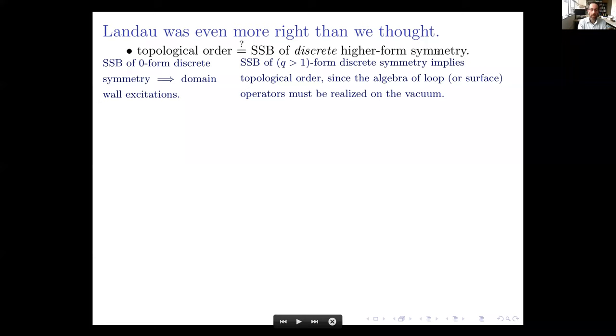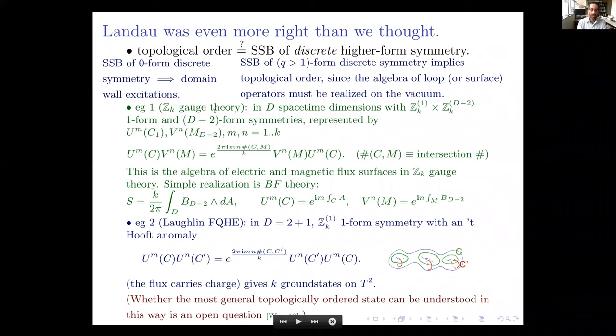For example, just to be a little more concrete, we can think about topological order of Z_K gauge theory in D spacetime dimensions by saying that there are these two higher-form symmetries, a one-form symmetry and a (D minus two)-form symmetry, which are represented on the Hilbert space by an operator supported on a curve and an operator supported on a (D minus two)-surface, and which satisfy this algebra. This is the algebra of electric and magnetic flux surfaces in Z_K gauge theory, which a simple way to realize is BF theory, where this equation follows just from the canonical commutators of B and A.